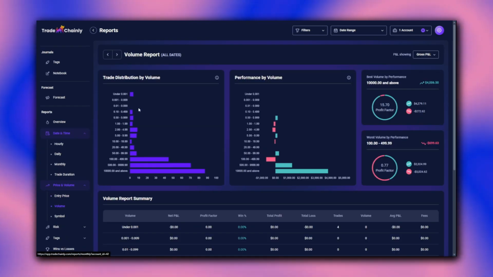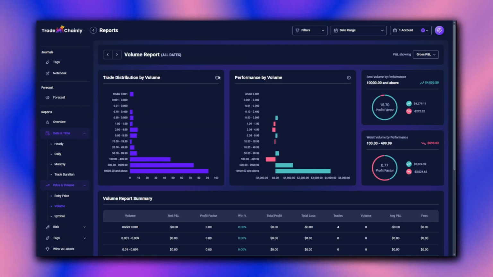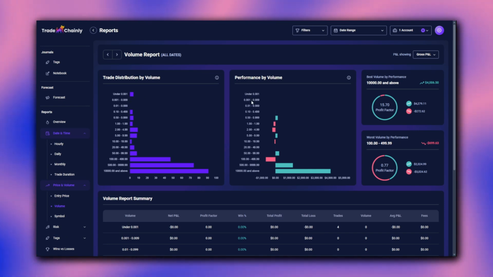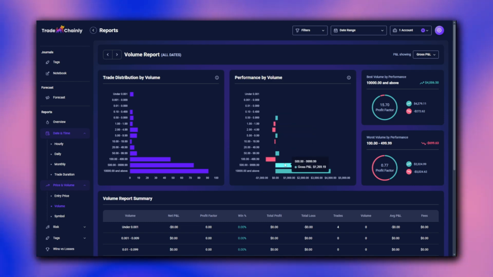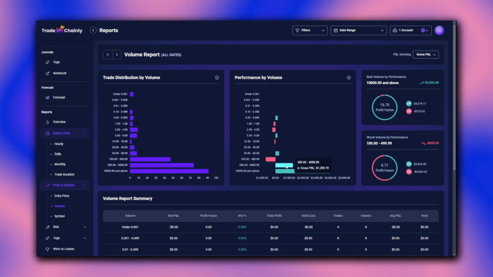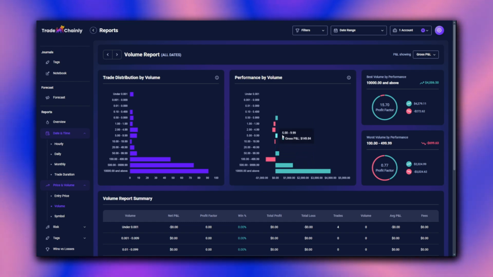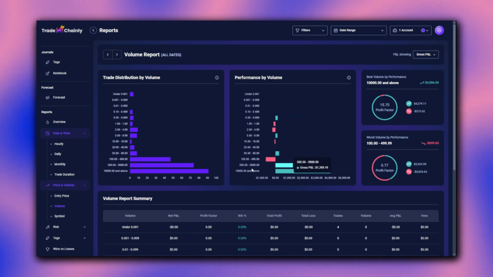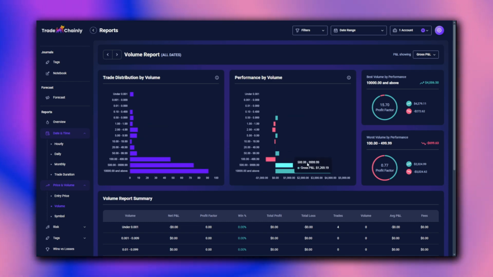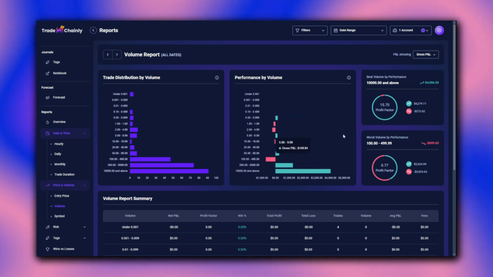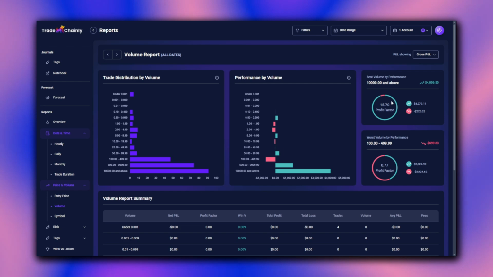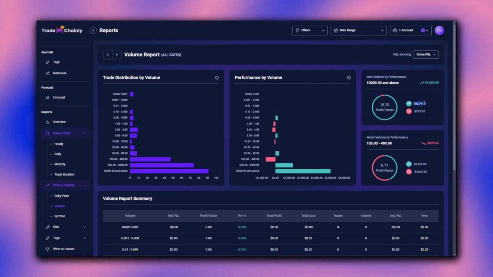Next up, volume report. How does the volume of your trades affect results? If tiny sizes show big win rates, maybe you're good at scalping micro moves. If very large volume trades show big losses, that's a red flag about sizing or liquidity. Action I could take is cap position size where P and L per dollar is weak. I can see my best performing volume is 10,000 and above with total profit of $4,000.